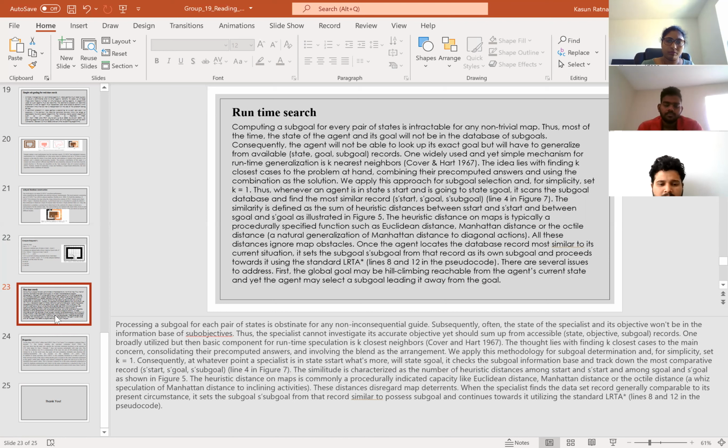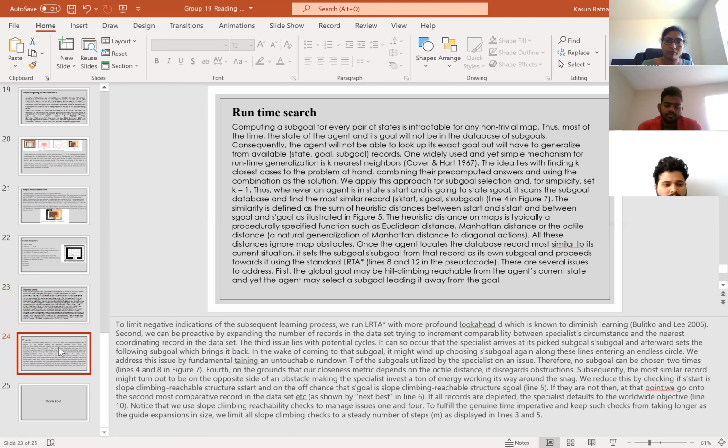The heuristic distance on maps is commonly a procedurally specified function like Euclidean distance, Manhattan distance, or the octile distance, a generalization of Manhattan distance to the diagonal actions. These distances disregard map obstacles. When the agent finds the database record most similar to its present situation, it sets the sub goal from that record as its own sub goal and proceeds towards it using the standard LRTS star, in lines 8 and 12 in the pseudocode, as shown.